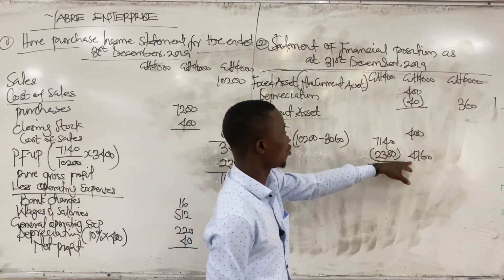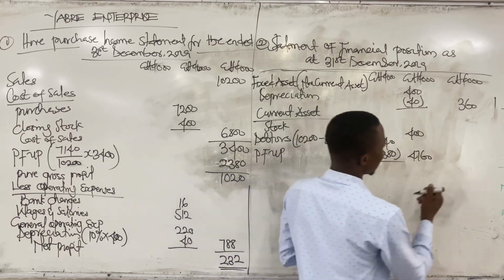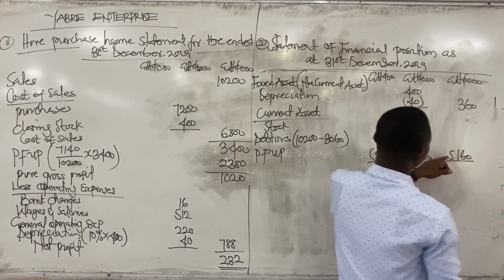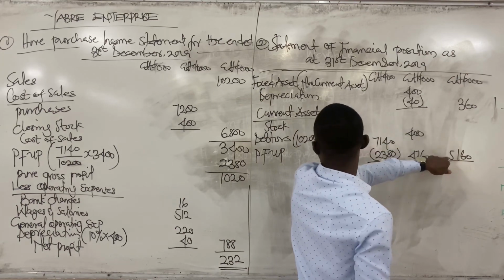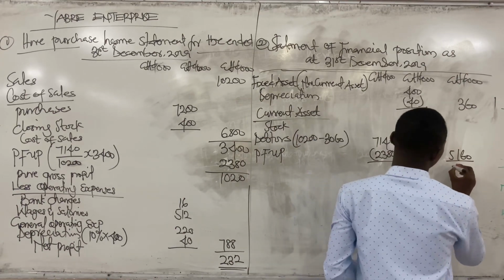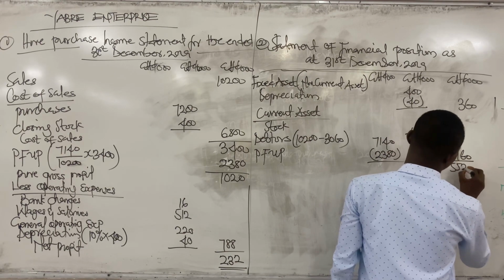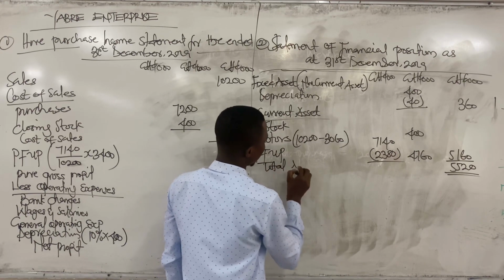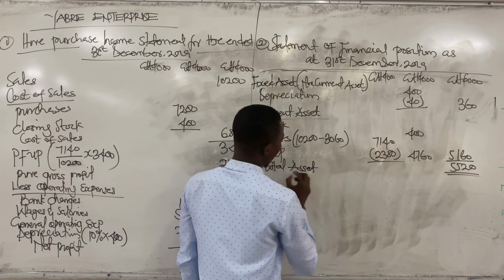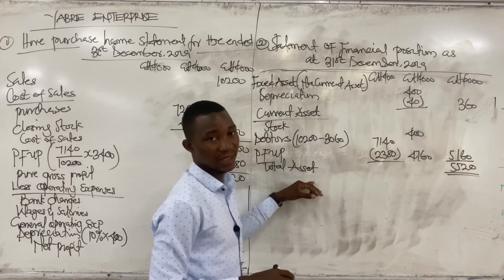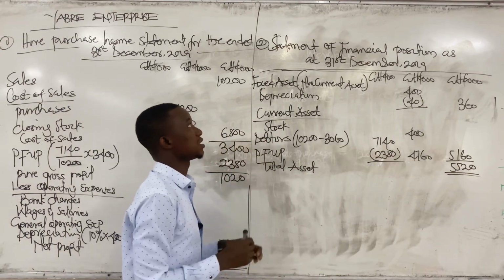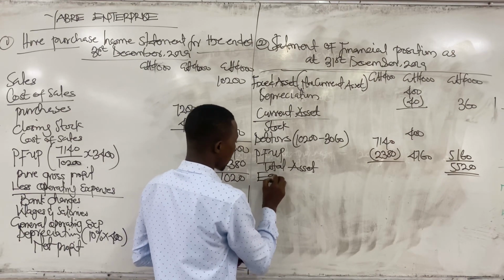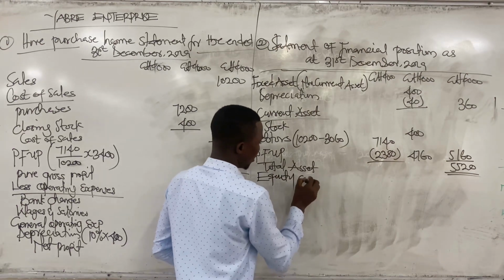So when we add these two amounts, we arrive at an amount of 5,160, and this will be added to the non-current asset, making 5,520. This is the total asset. But remember that we are using the total asset approach or model in preparing this statement of financial position. So we look at equity and liabilities.